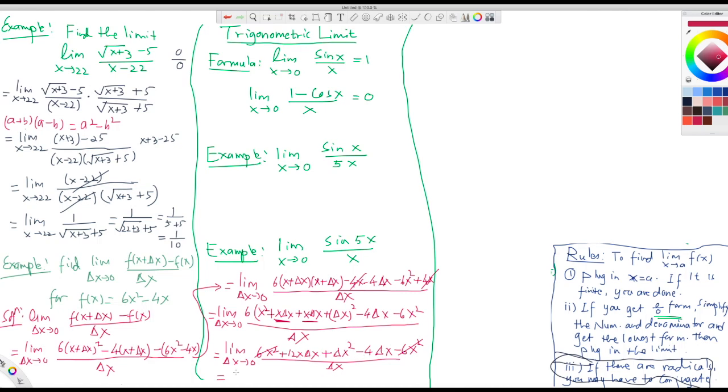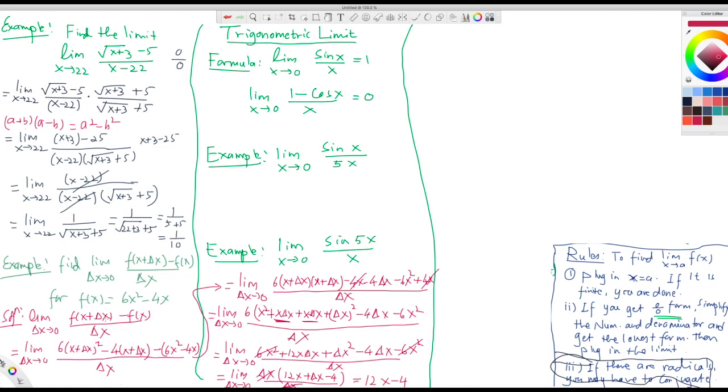Now let's take delta x out. Limit as delta x tends to 0. I want to take delta x out. What is left is 12x plus delta x minus 4, divided by delta x. You cancel that delta x and delta x, and when you take delta x tends to 0, that will be 0 as well. So what is left is 12x minus 4. You don't need to write the limit because you plug in that delta x tends to 0 here. So 12x minus 4 is the final answer for this.